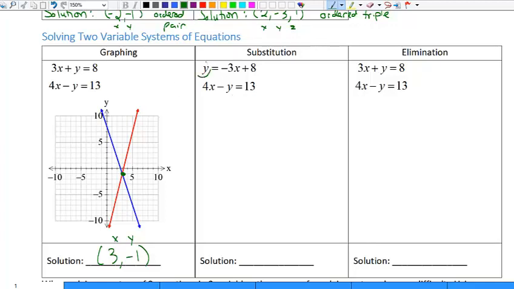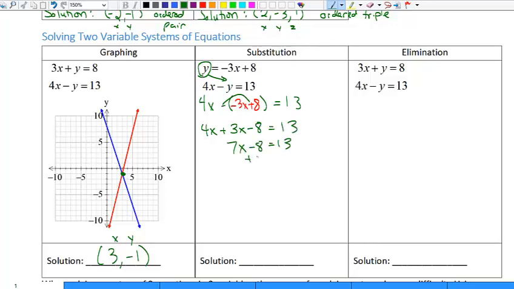For substitution, I would take my variable y and plug it into the other equation. So we have 4x minus y equals 13. But instead of y, I can plug in what y is equal to, which in this case is negative 3x plus 8. So we have 4x, negative times a negative is a positive 3x, and negative times a positive is a negative 8. So I have 7x minus 8 equals 13. Do a little bit of solving, and I find that x is equal to 3. So the ordered pair is 3 comma some other value.